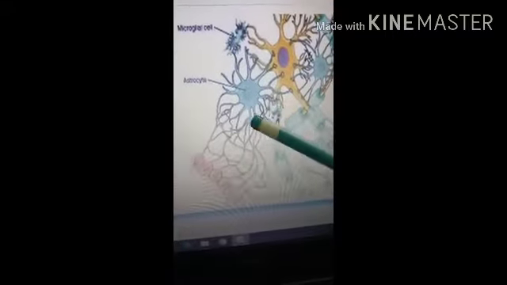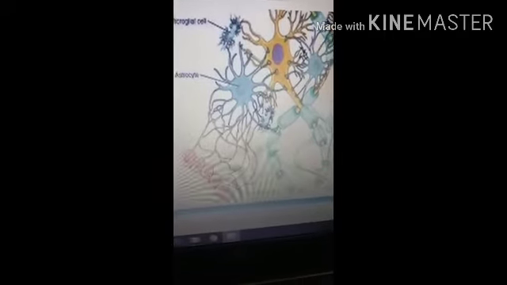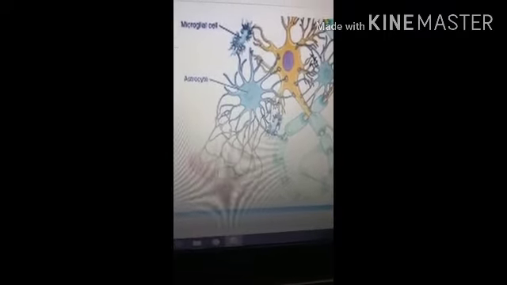proliferate and fill the places previously occupied by the neurons. So these are the two clinical points related to the astrocytes. After that we should see some definitions related to the CNS.